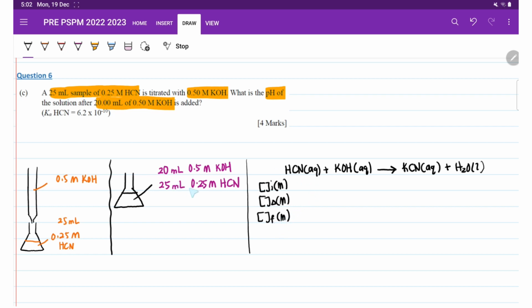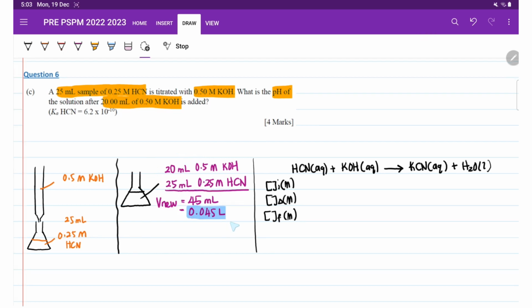But we cannot straight away take this concentration into this equation. Why? As you can see over here, we have a change in volume. So we have here a new volume, which is 45 ml equal to 0.045 liter. Remember, when the volume changes, the concentration of this solution will also change. So we need a new concentration. How do we find the new concentration?